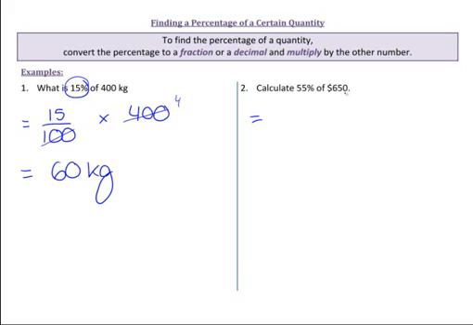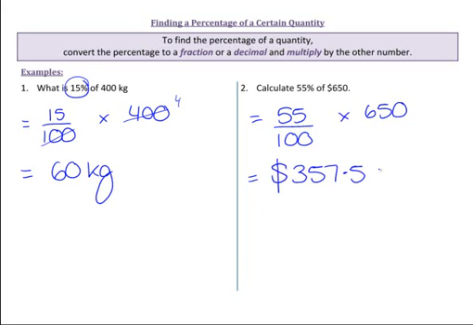Next, calculate 55% of $650. So 55 over 100 is my percentage, and then we times it by 650. Go to your calculator, 55 divided by 100 times by 650, and you get 357.5. Now it's dollars, so I'm going to have to put in a dollar sign and add a 0.